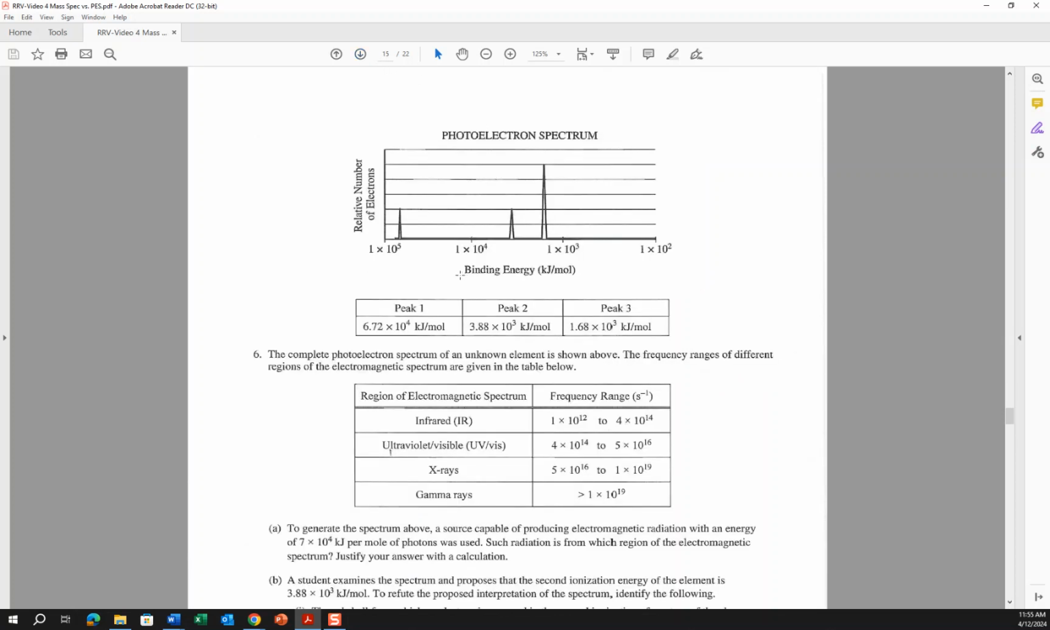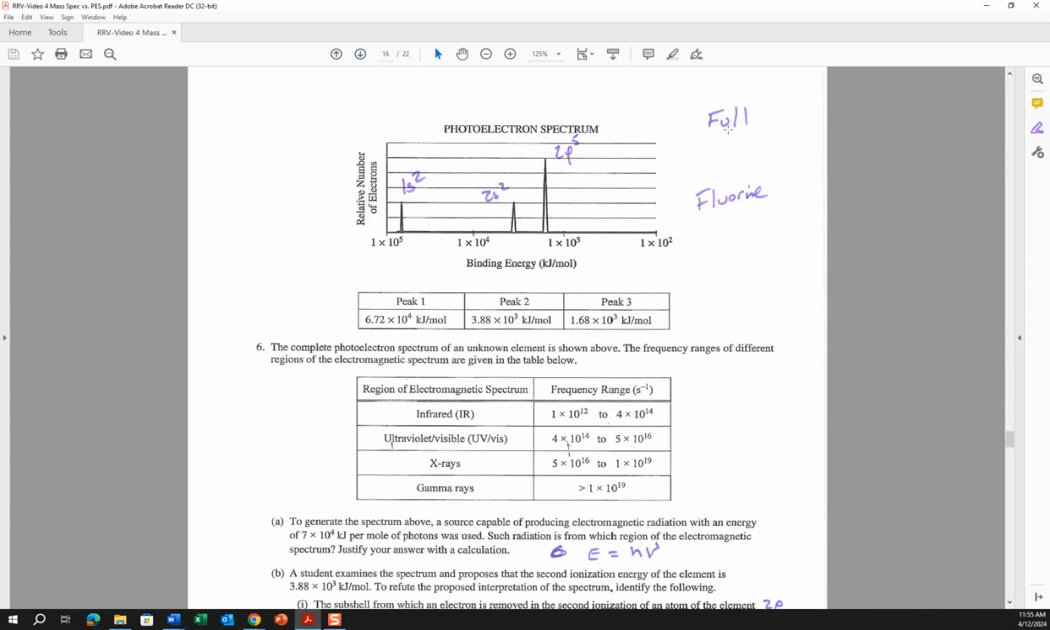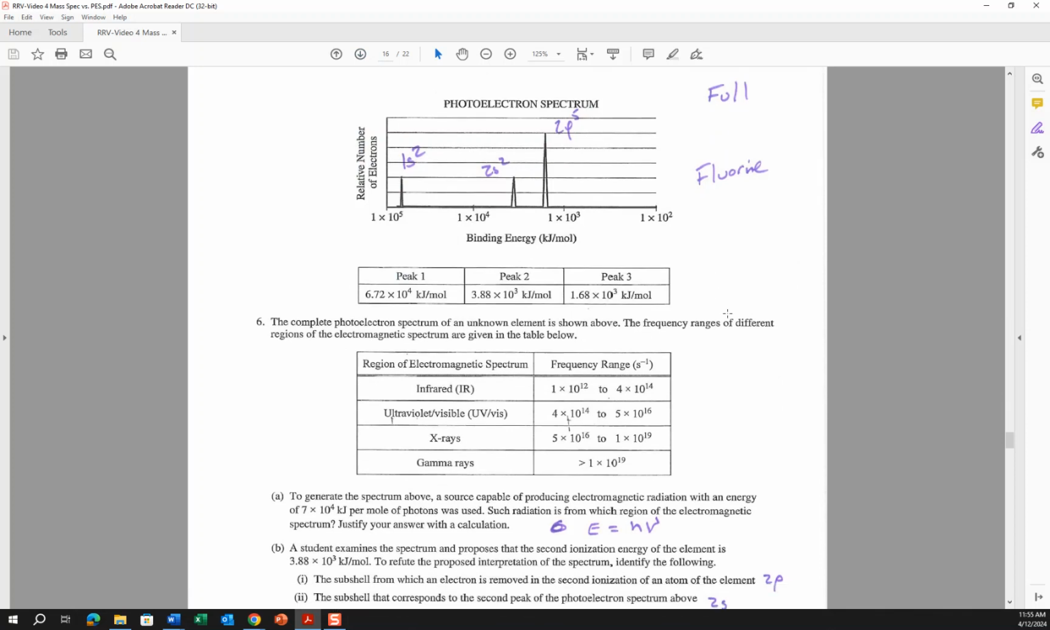Okay. Here we get a full readout. If we wanted to identify it, we could start, again, this is higher binding energy, lower, so this would be 1s2, 2s2, and then 1, 2, 3, 4, 5, so 2p5. So if we wanted to identify the element, we would say fluorine, okay?